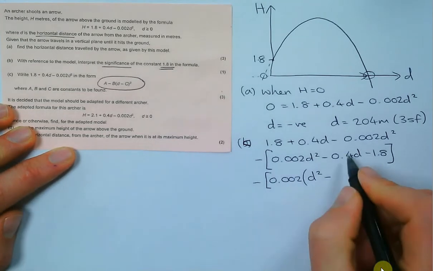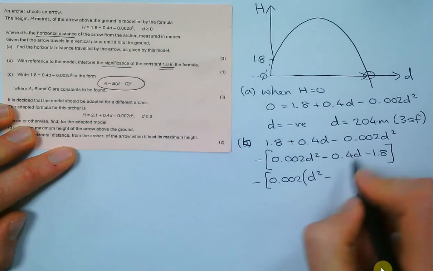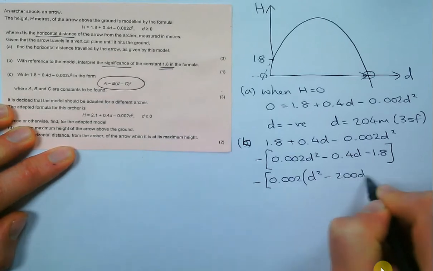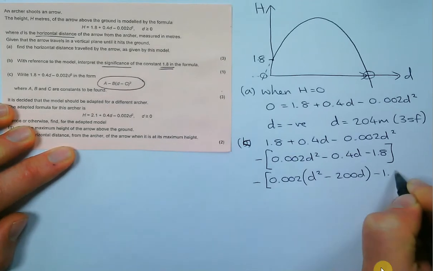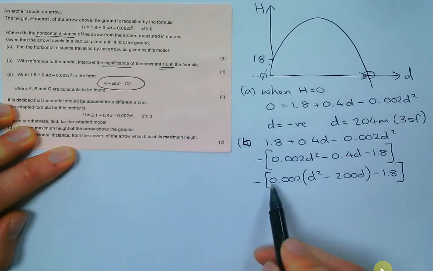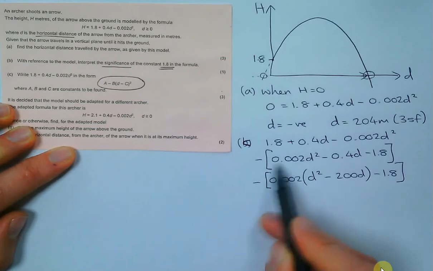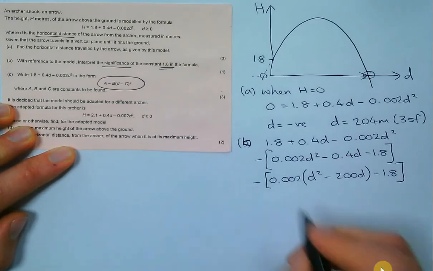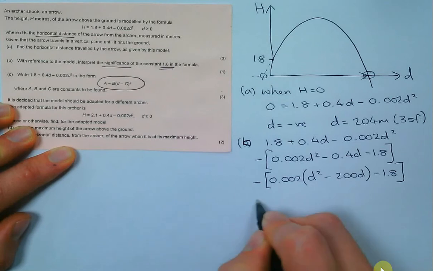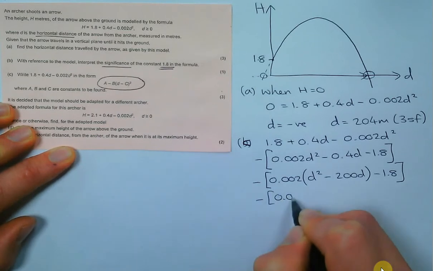What's that? That's going to be 200d, and that's minus 1.8. If you do factorize for all of this, you have a bracket and then a bracket, and that's why I don't like it. So now I'm ready to complete the square. So just a lot of rewriting.